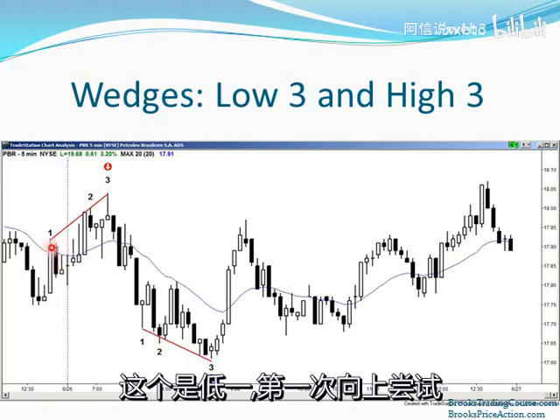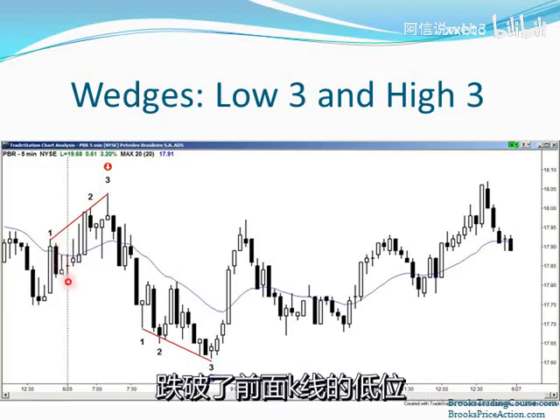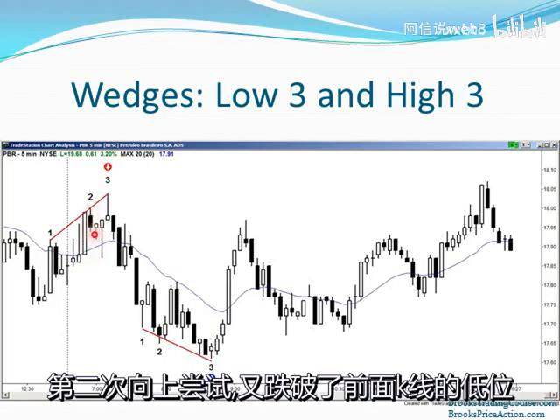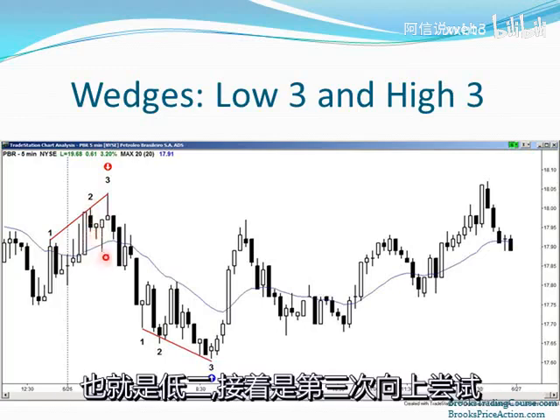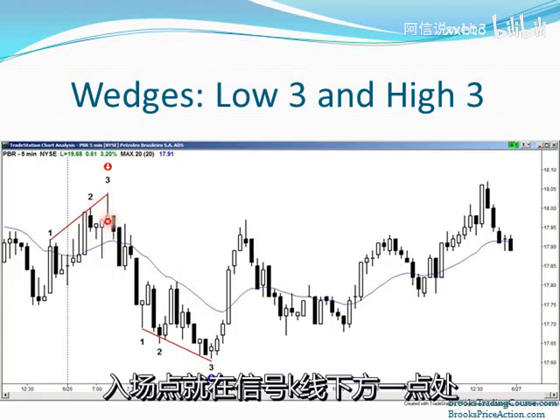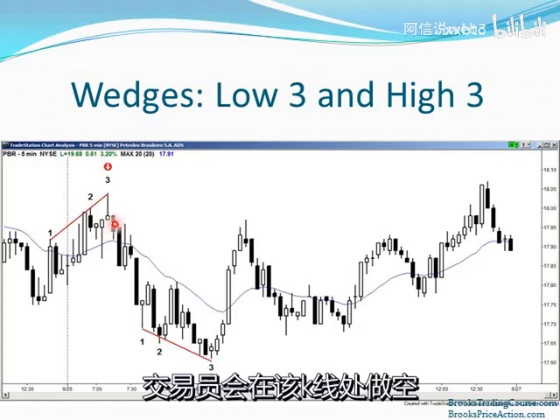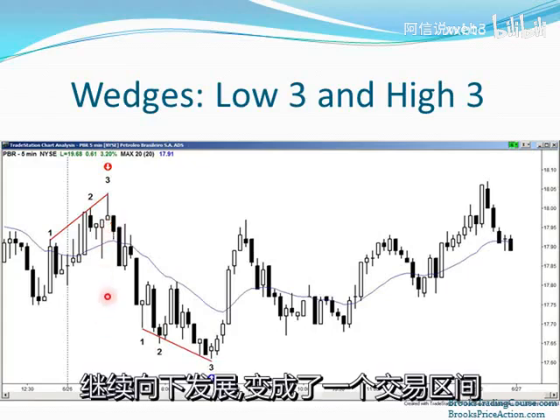Here's the low 1. Okay, first push up, we went below the low of the prior bar. Second push up, we went below the low of the prior bar, so a low 2. And a third push up, the entry is 1 tick below the low of the signal bar, so traders would go short on this bar.